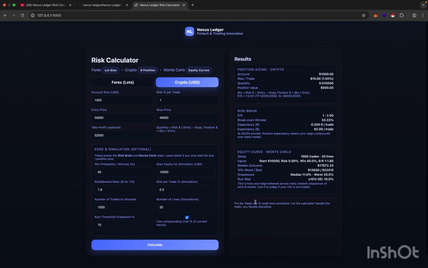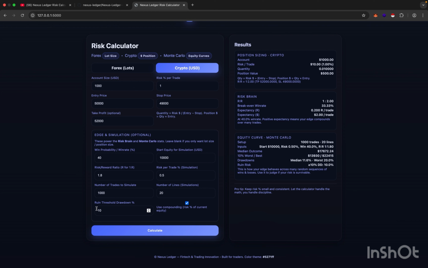So calculate, and then you can see the ruin risk, right? So the ruin threshold drawdown percent. It tells you that the probability of having a drawdown of more than 10%, with this risk per trade setting and this risk reward and this win probability, is about 10%. So there's a 10% probability that over the long run, you are going to have a drawdown of more than 10% of your capital. So this is a really good thing to have and to know, right? So now let's just go from the top.